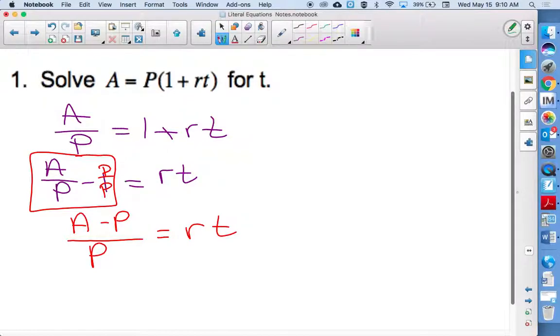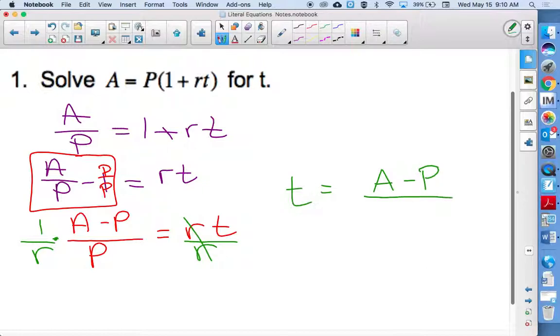And now the last thing, we would divide by R, but dividing by R is the same thing as multiplying by the reciprocal, because when you have a fraction on the other side, dividing is really multiplying by the reciprocal. So T is now by itself. We've solved for time, and time would be equal to A minus P divided by R times P. So if I wanted to figure out how much time it would take for something to occur, and I knew what my initial amount was, and what I wanted my end amount to be, I could gauge how much time it would take to get there.